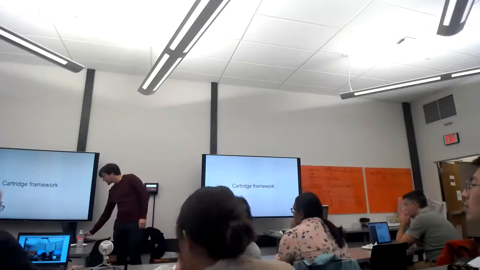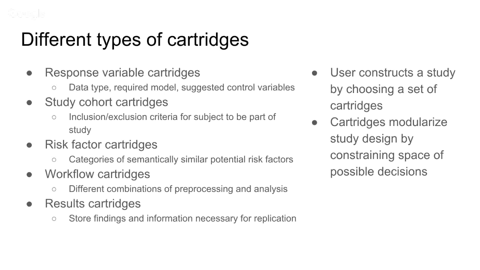Cool. So now let's introduce this idea of a cartridge. Like we said, a cartridge is a minimal necessary component of an analysis, and we categorize these cartridges in different ways. You have a response variable cartridge, which will say how you diagnose someone with hypertension, what conditions you need to satisfy for hypertension, and how you model hypertension. It'll also say what things you need to control for when you're looking at risk factors for hypertension.